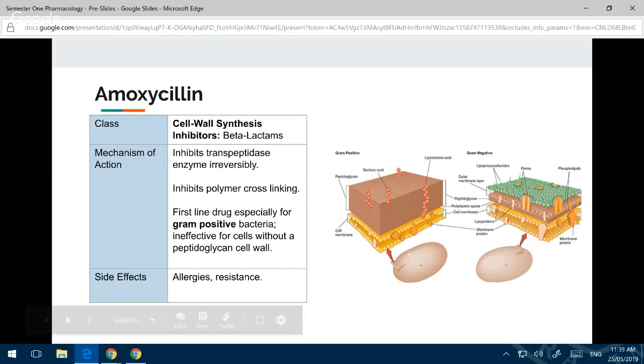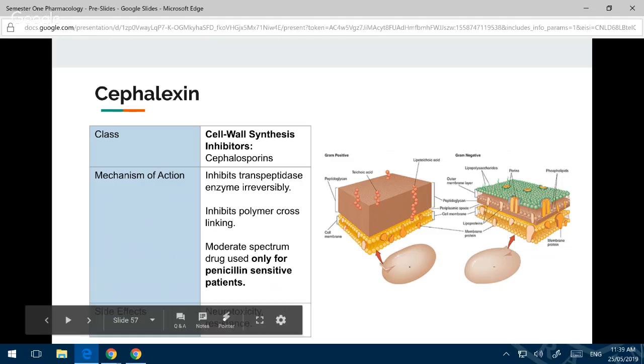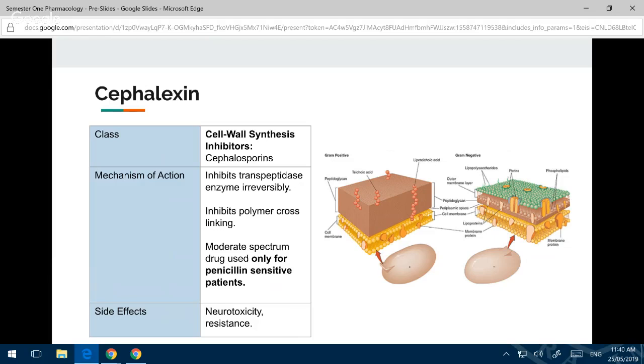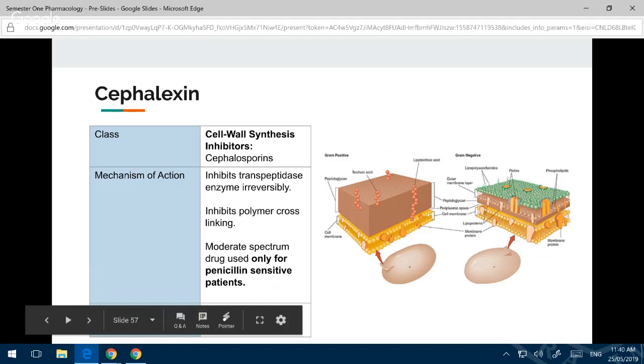Some people are really allergic to amoxicillin, so it's important we have an alternative, and that is cephalexin. It also targets cell wall synthesis and is a cephalosporin. It inhibits transpeptidase irreversibly, as well as stops the polymer cross-linking. So it's a very similar mechanism of action to amoxicillin. It is a moderate spectrum drug, and we typically only use it for penicillin-sensitive patients.